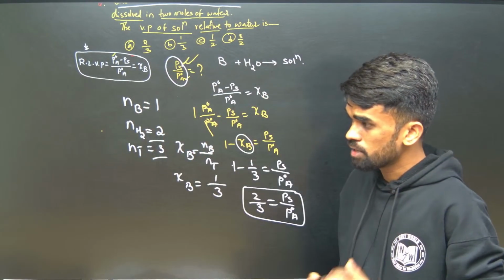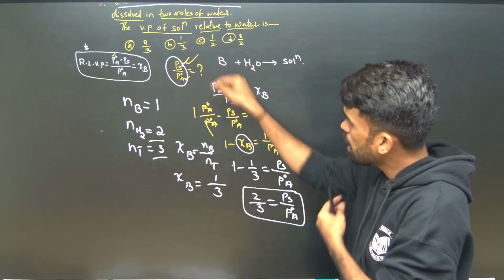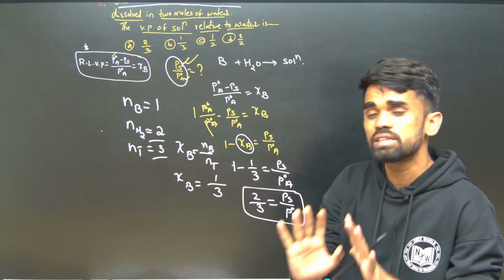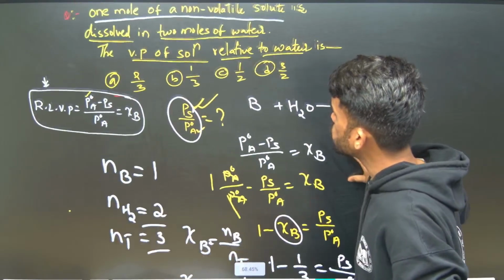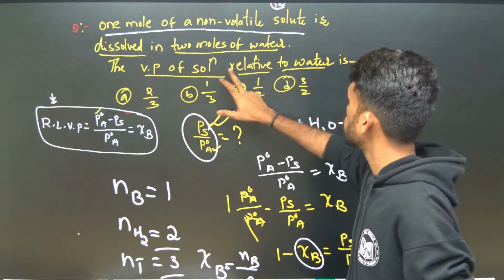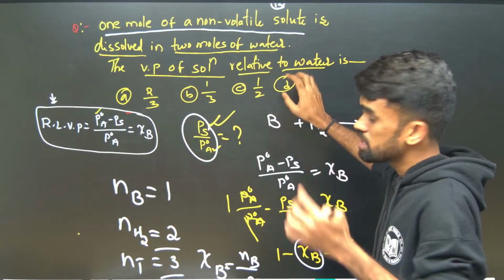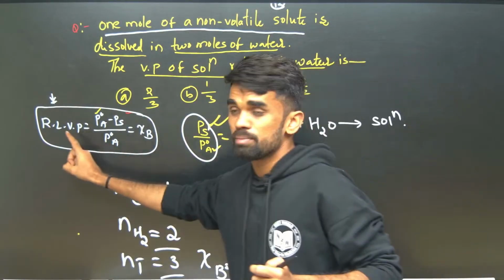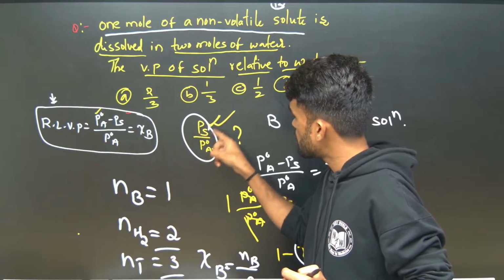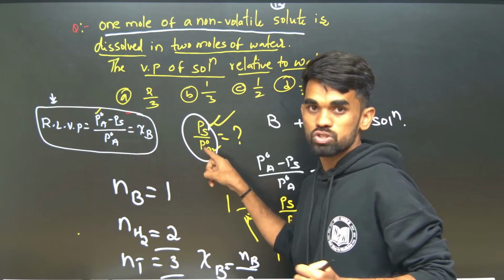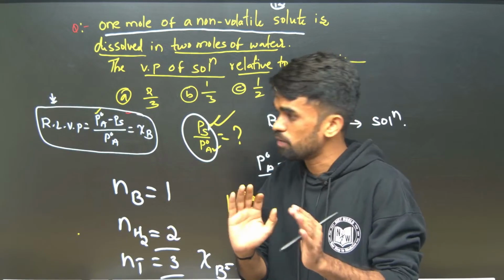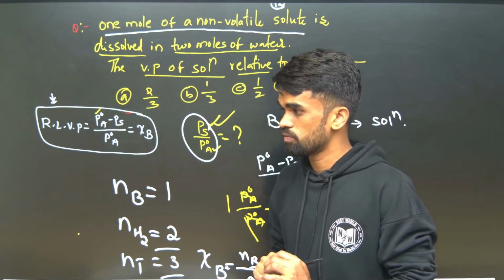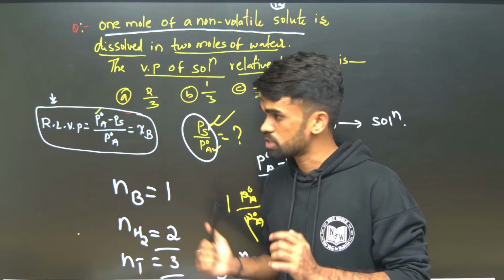Hope it is clear. And you know why I have made this many steps? You can do it within 1 or 2 steps, but most of the people will get confused with this term, vapor pressure of solution relative to the water. It doesn't mean RLVP. It means the vapor pressure of solution to the pure solvent. Okay, so these are the initial basic kind of questions you need to focus on first whenever you are studying this concept.